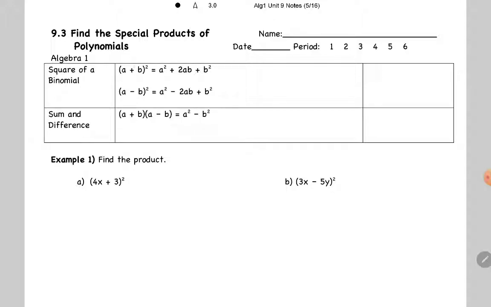Well, (a plus b) quantity squared is the same thing as (a plus b) times the quantity (a plus b). That's all that's going on here. And then we use FOIL. And then same thing here with a minus b. This is just (a minus b) times the quantity (a minus b). If you FOIL these, you'll get your formula.